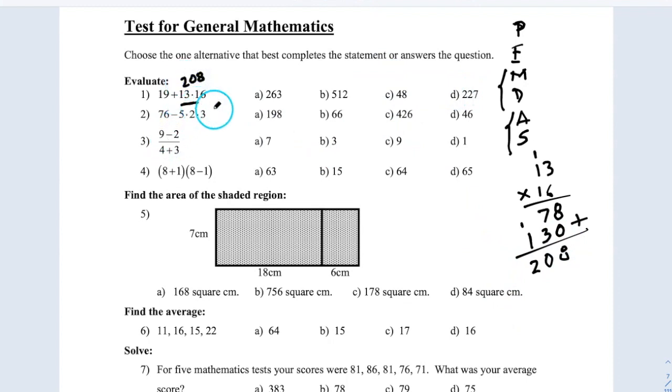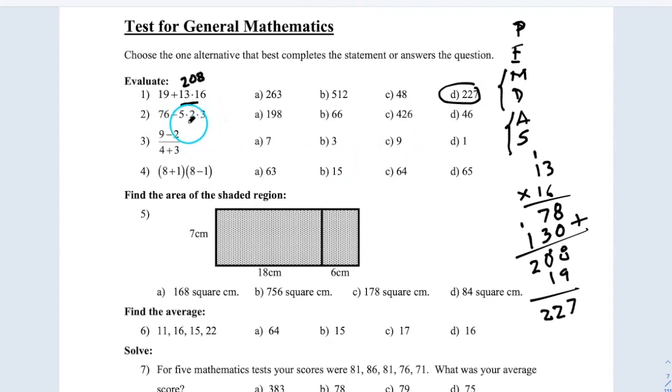Okay, keep that in mind. It's not your final answer. So I did the multiplication, now I do the addition, and 208 plus 19. 8 and 9 is 17. We carry 1. 1 plus 0 plus 1 is 2, and bring down the 2, and that's 227. Answer is D. Number 2, 76 minus 5 times 2 times 3.